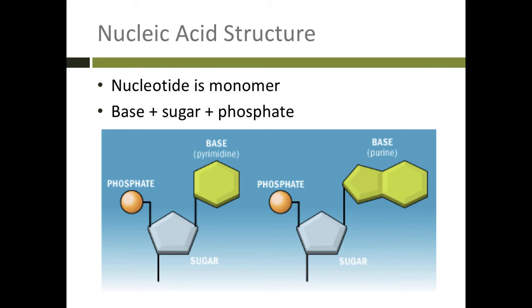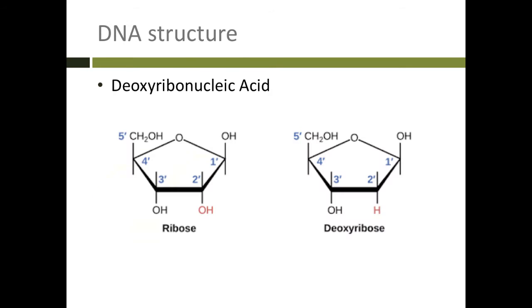Nucleic acid is one of the four basic macromolecules in the cell. If you remember back to the first week of class, we learned that a nucleic acid is a polymer. The monomer of a nucleic acid is the nucleotide. The nucleotide consists of a base, a sugar, and a phosphate group.